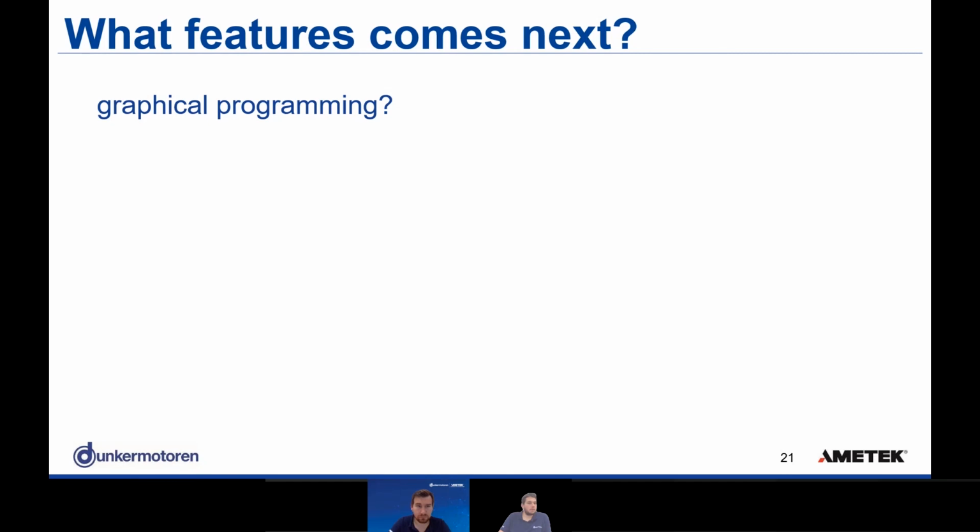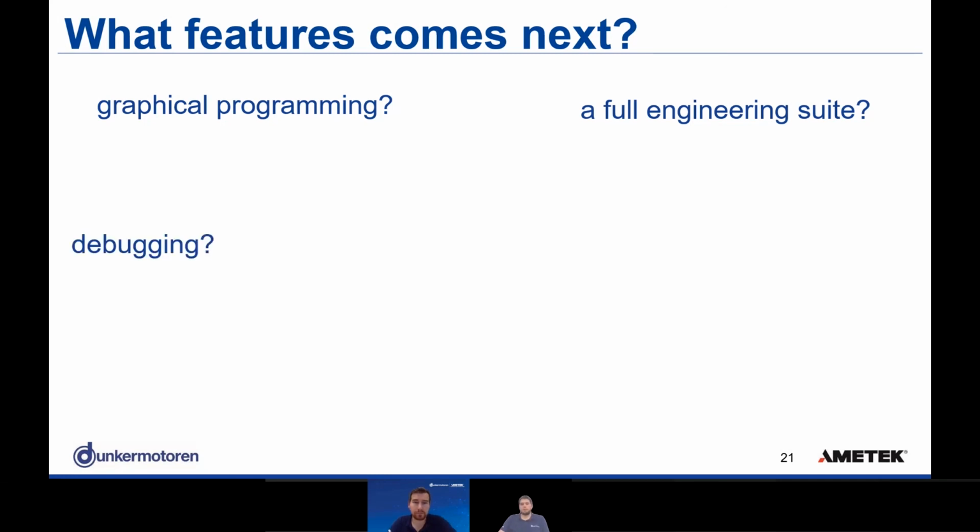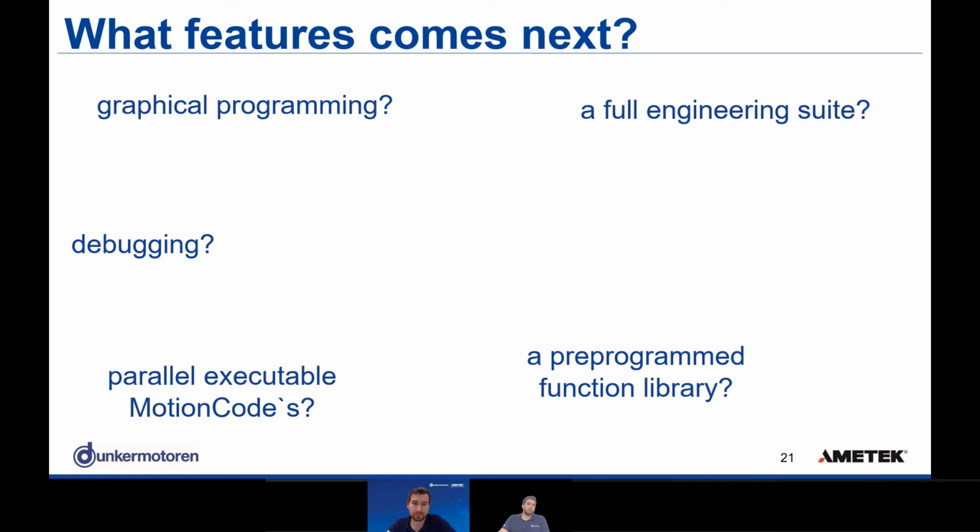I will say with a question mark, because we ask: can it be graphical programming, or will it be built out to a full engineering suite where you can move hardware on the hardware tree, assign different code functionalities to the hardware? Is it a debugging function or pre-programmed function libraries you directly can use inside the code, or also parallel executable motion codes? So I think that's our ideas where the road can go. What can be further implementations of MotionCode or add-ons, or something completely different.